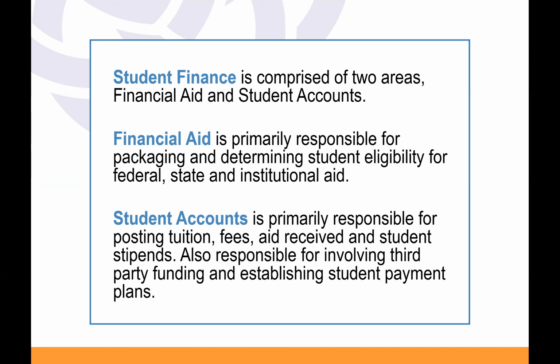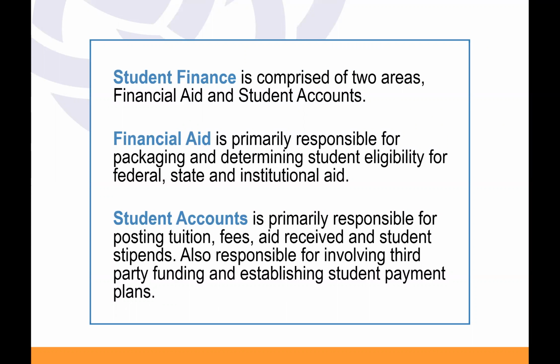Financial aid is primarily responsible for packaging, determining student eligibility for federal, state, and institutional aid. Basically, you have probably already gotten emails from me, or we probably talked on the phone already. So we're helping students get their financial aid completed before the semester starts, right? We collect documents, we determine any potential holds that might hold back your financial aid, and anything that we need to be able to have your financial aid complete. That would be the financial aid department.